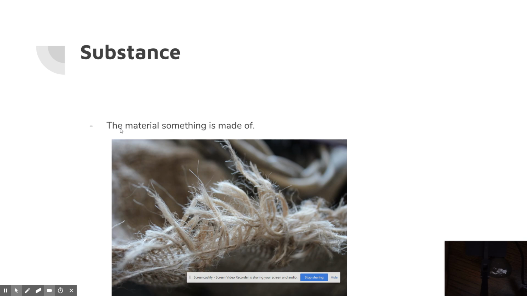Substance. The material something is made of. Look at your shirt. Most of you are wearing a cotton t-shirt. Cotton t-shirts are made from cotton. Cotton is a plant, grows from the earth. Okay? And that's your substance, the cotton.